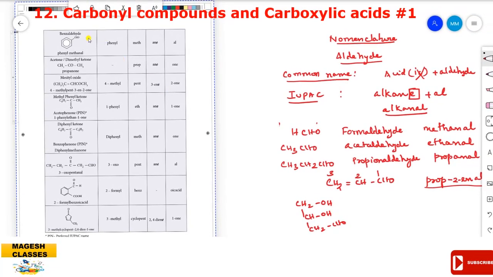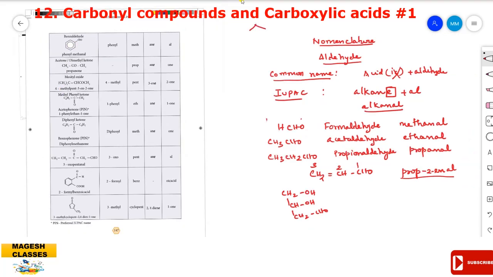Next one is benzaldehyde, because it is oxidized to give benzoic acid. In benzaldehyde, how many carbon atoms does the long chain consist of? Is it 7 or only 1 carbon atom? The side chain carbon atom is considered as the long chain, so it has only 1 carbon atom, methanal. Clear? And what is this group? It is the phenyl group, so phenyl is substituted. The name of the compound is phenyl methanal. Clear? Okay, so these are about the aldehydes. Then ketones.